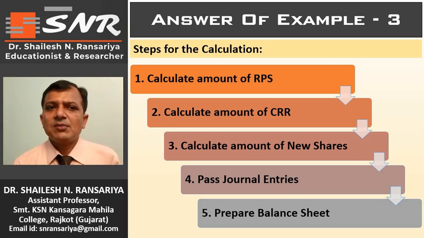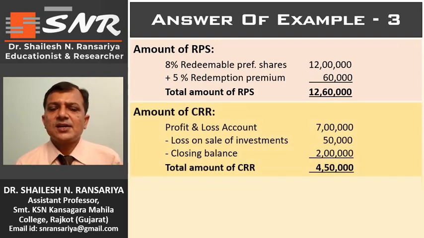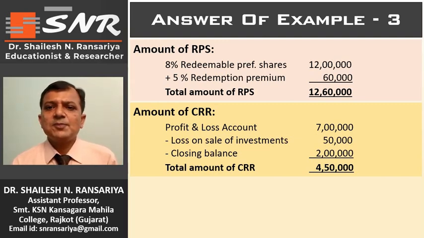First calculation, amount of RPS. 8% redeemable preference shares, rupees 12 lakhs, plus 5% redemption premium, 60,000. Total amount of RPS, rupees 12 lakh 60,000. Second, amount of CRR. See, in this example, the instruction is given, we have to leave rupees 2 lakhs in the balance of P&L account. So, other reserves are not given in this example. So directly we can make provision of CRR from P&L account.